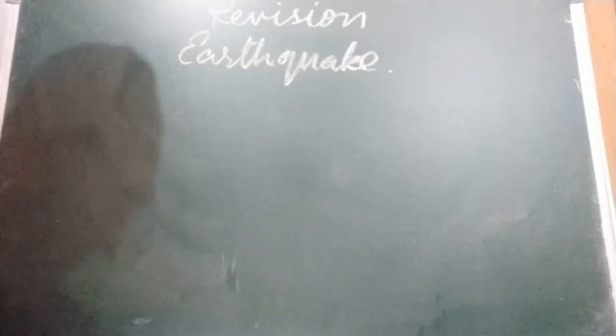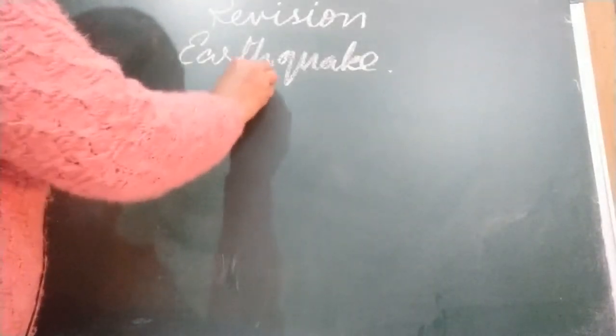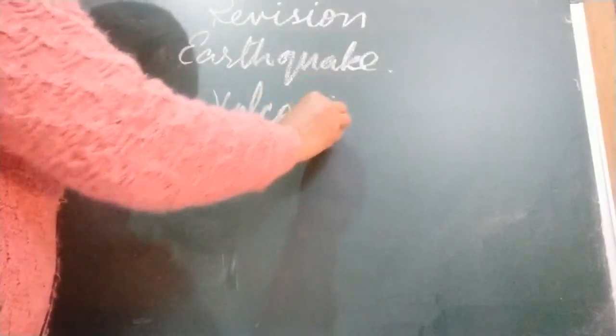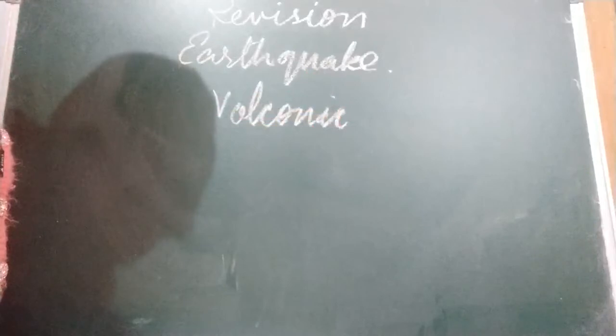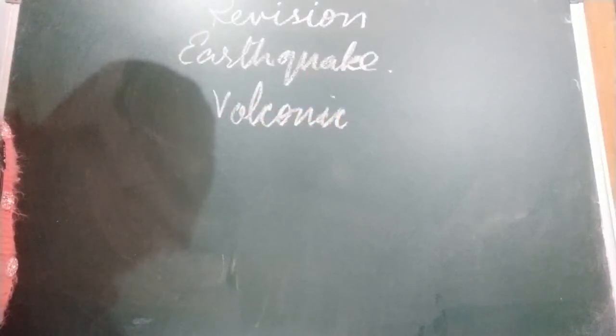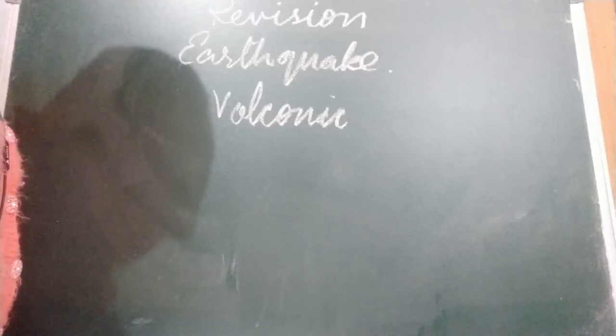Okay. Now volcanic activity also, children. I am going to tell you about volcanic activity. Volcanic activity is another main cause of earthquake. Almost each volcanic eruption is followed by earthquake, and many of the severe earthquakes can cause volcanic eruptions.